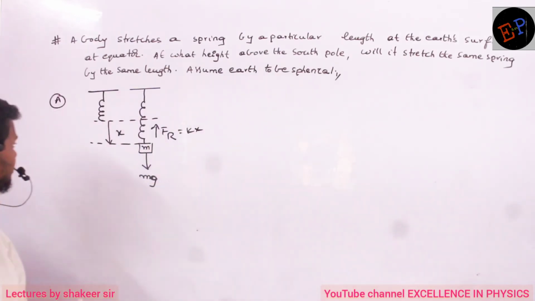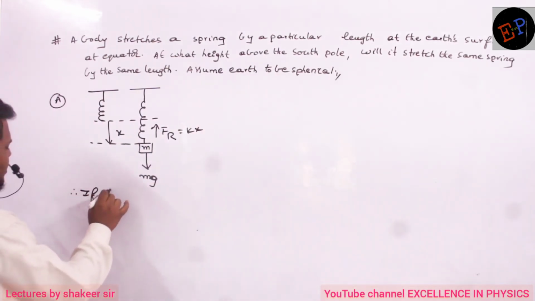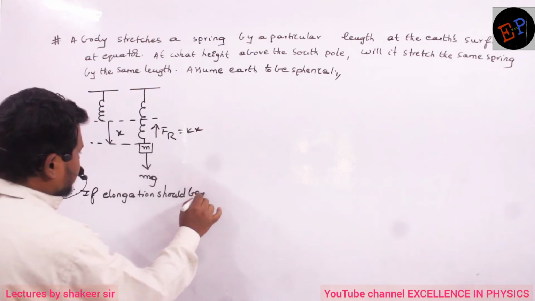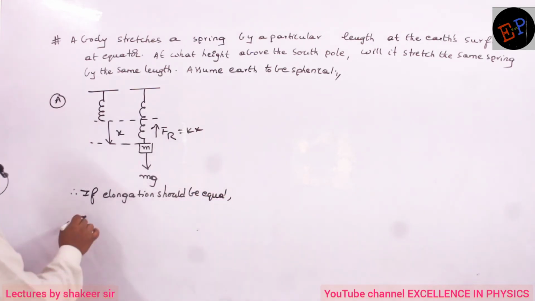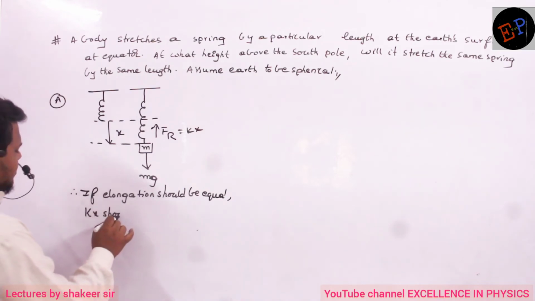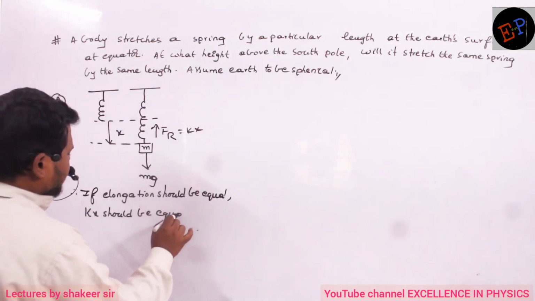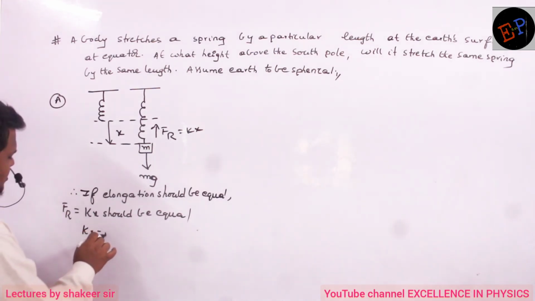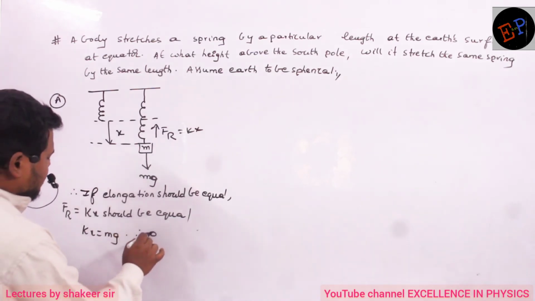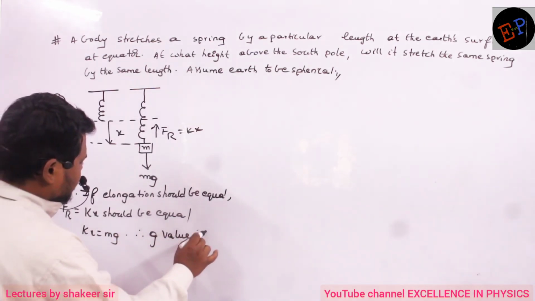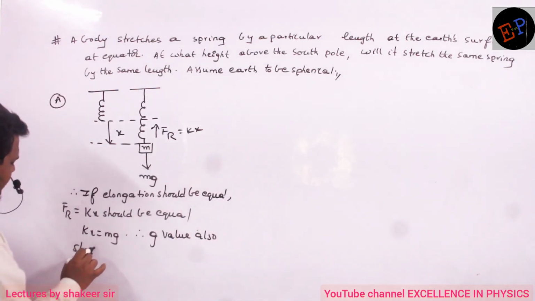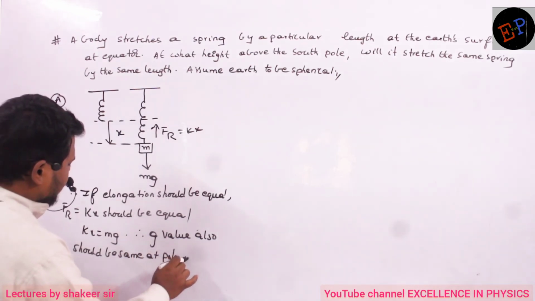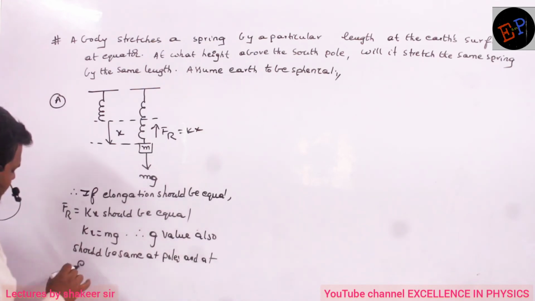Clear? So therefore, what we write here, therefore, if elongation should be equal, kx should be equal. Kx means what? Restoring force. Kx should be equal, so kx is equal to mg. Therefore, the g value also should be the same, at poles and at equator.